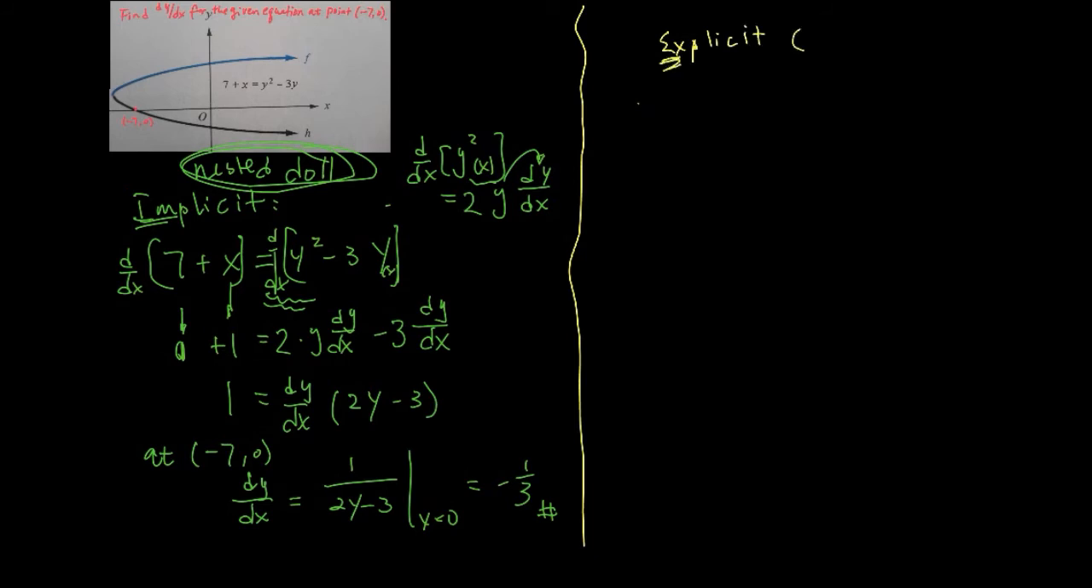Now, the explicit method is a little more involved. Over here, once again, explicit means we have to separate the variables. So I'm looking for an equation that allows me to have y equal to something.